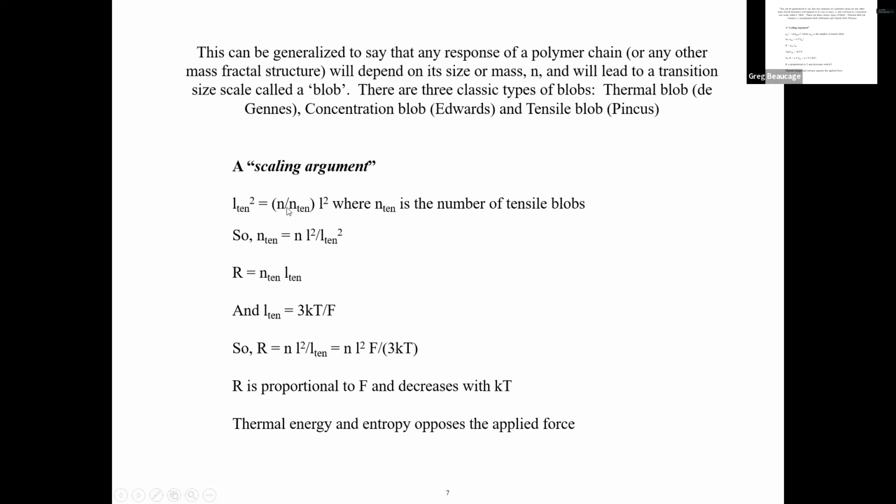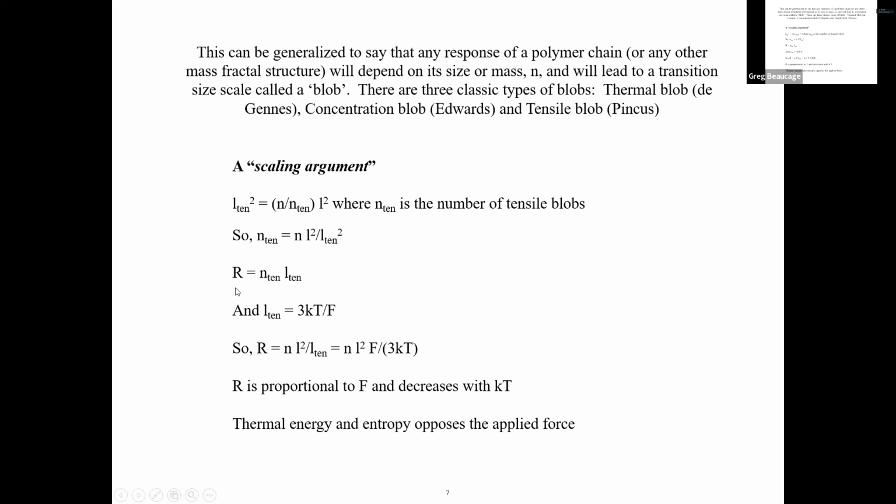And the number of units within that is the molecular weight of the chain divided by the number of tensile blobs that you have. So n over n tensile times the Kuhn length squared gives you the tensile blob size squared. That'll be like r squared for a chain. So r squared is n squared, but within these tensile blobs. And then you can rearrange that and find out how many tensile blobs you have. So it's going to be n squared divided by n tensile squared.